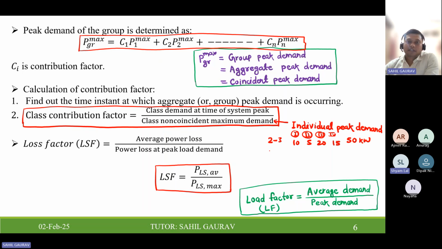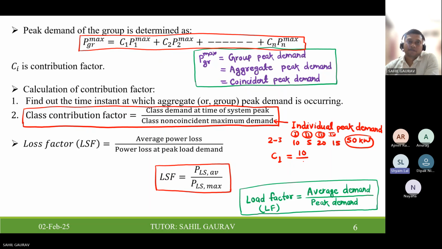So this is the peak demand for the whole group. So if you are finding the contribution factor for the first group, the numerator will be 10, right? Because we are finding the class demand at the time of system peak. So the numerator will be 10 only, and the denominator will be P1 max.